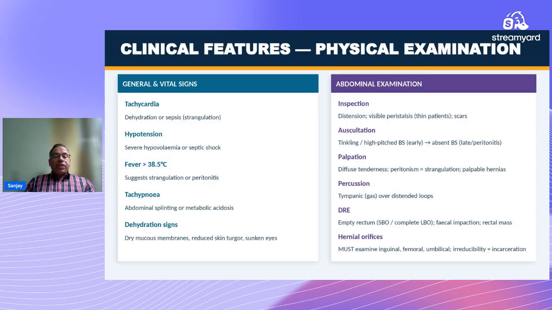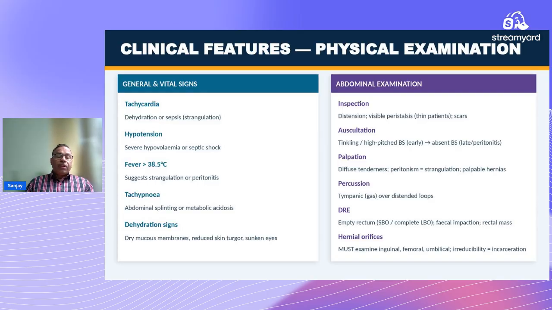There are general and vital signs also, like tachycardia, which can occur because of dehydration or sepsis. Hypotension may occur because of severe hypovolemic shock, which we have already seen. If there is a presence of fever in a case of intestinal obstruction, that's not a good sign. Any fever more than 38.5 degrees centigrade would suggest either a strangulation or a peritonitis. So, a fever is not a good sign in intestinal obstruction.